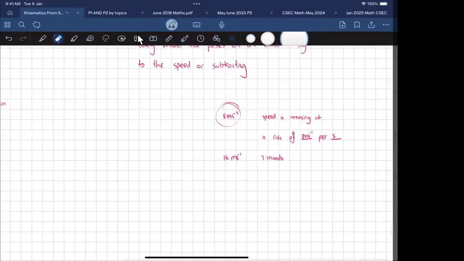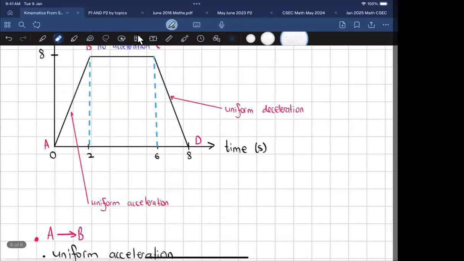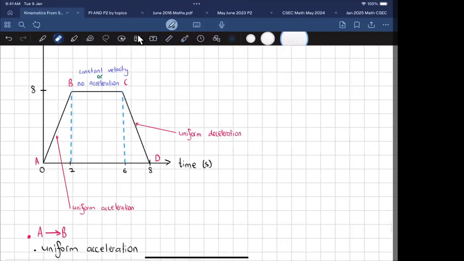So it would seem that everybody understands the concept of acceleration. For a positive gradient, we call that uniform acceleration. For a perfectly horizontal line, we call that constant velocity or no acceleration. And for a negative gradient, we call that uniform deceleration. So let me just put it over here: uniform acceleration is a positive gradient, and uniform deceleration is a negative gradient.